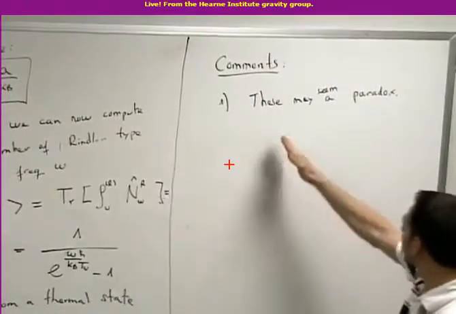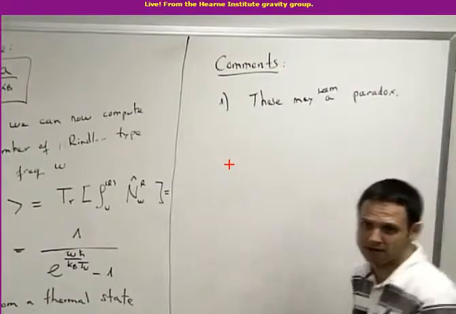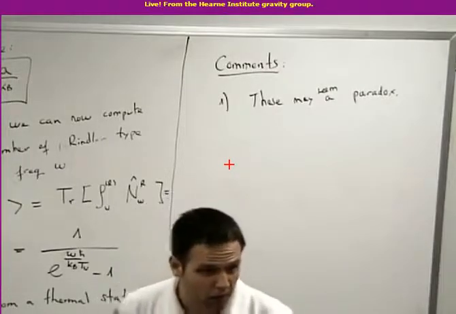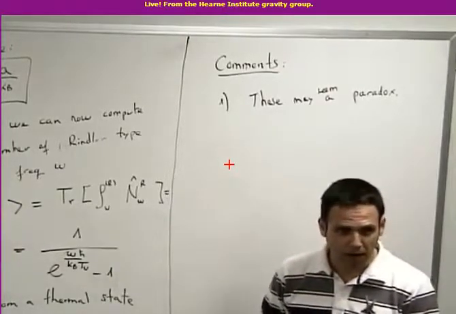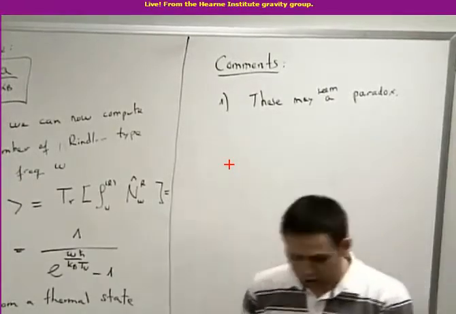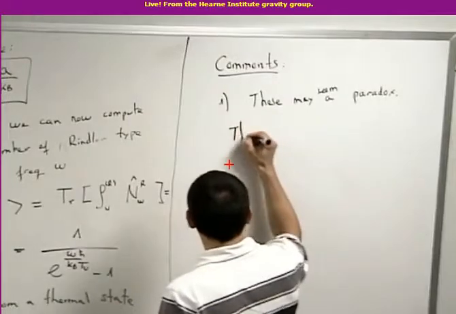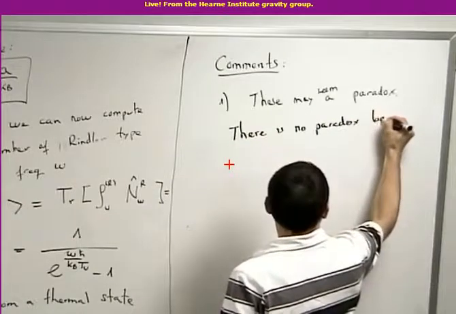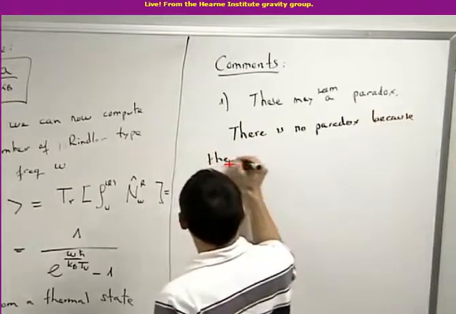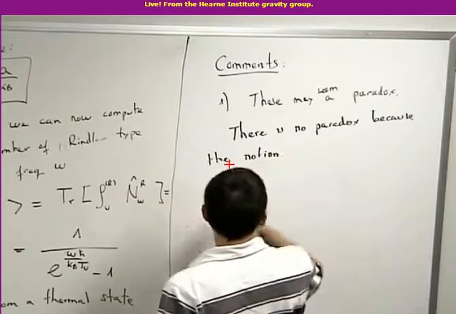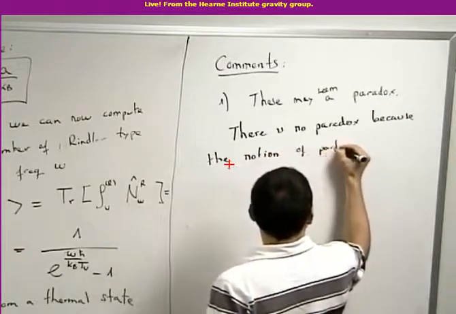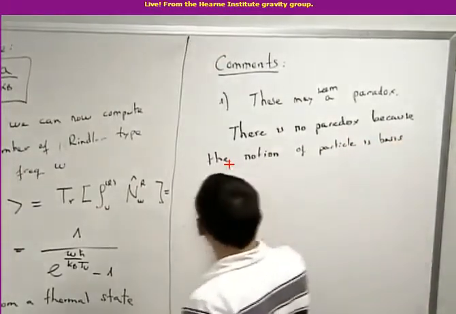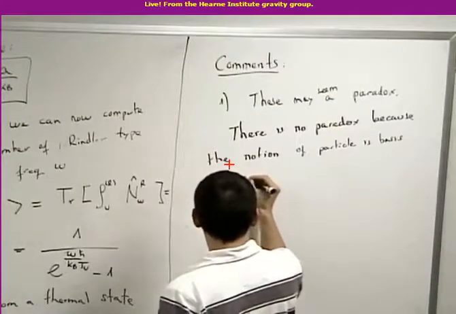My statement is that this contrast of statements may seem a paradox, but it is not, because we have learned that the notion of particle is basis dependent. So just to be clear, there is no paradox, because the notion of particle, as we have emphasized many times, is basis dependent. They just have different notions of particle, different definitions of particle.